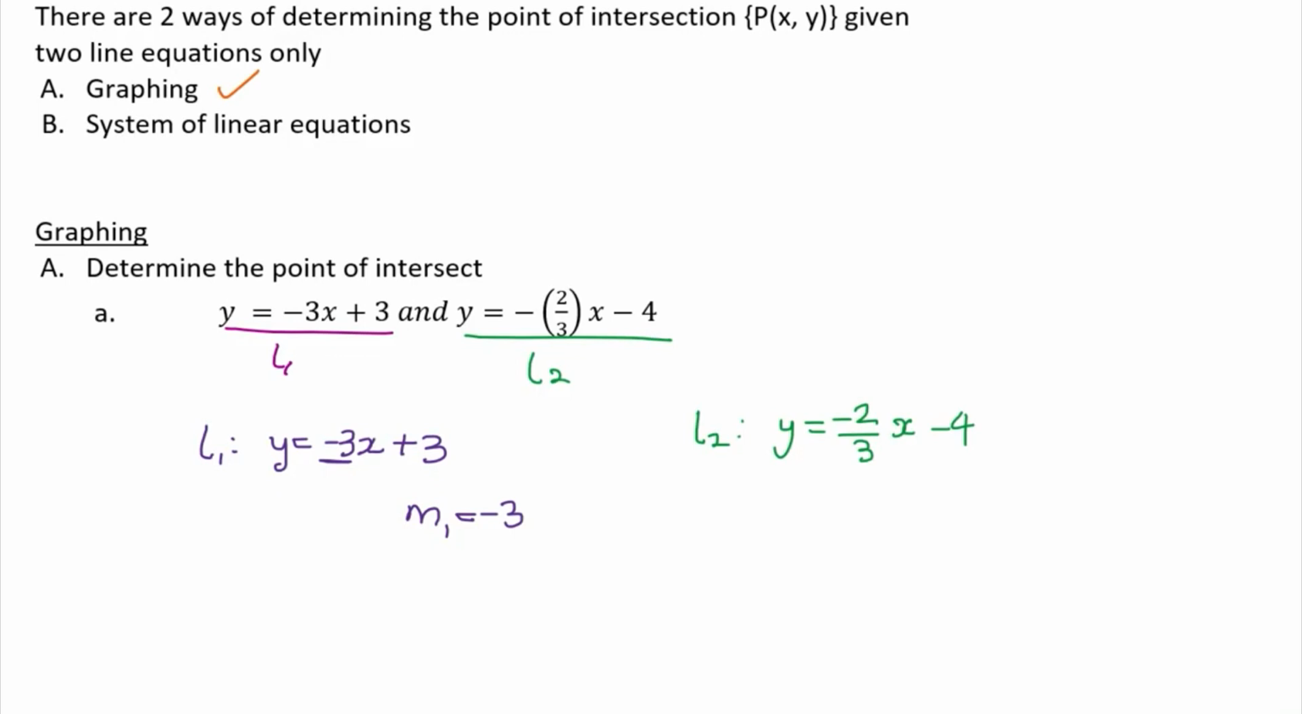If you can see clearly, you can actually label these in terms of y equals mx plus b to see clearly. And the same thing is applicable for line 2, y equals mx plus b. So this can actually reveal the slope to you easily. So for line 2, the slope, which is m2, is noticed to be a fraction, negative 2 over 3.